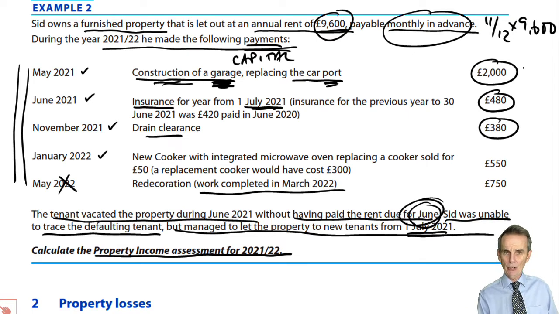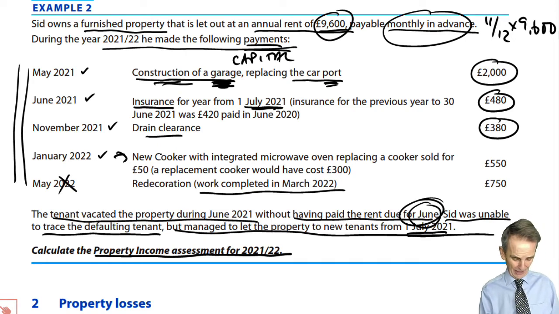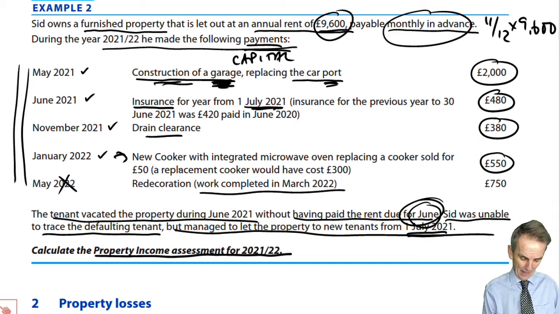That's capital. You will get tax relief for it, but not in income tax. That will be in capital gains tax. And the last one that's relevant to us is this new cooker. So we're talking replacement furniture relief. What is it replacing? So it actually cost £550. It's a new cooker with integrated microwave oven.